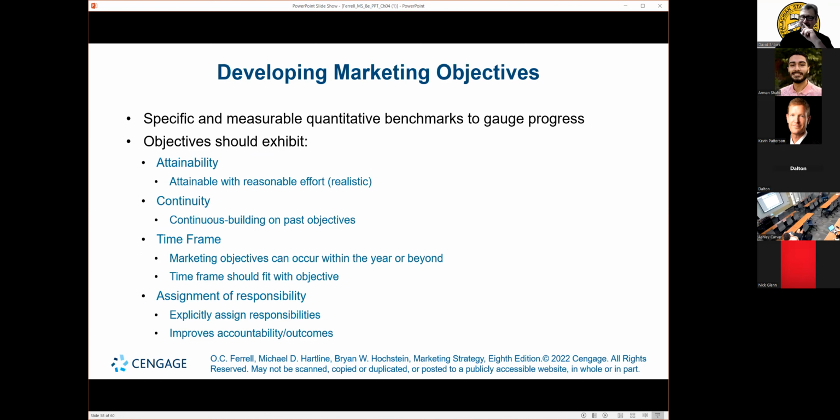An objective is specific, measurable, and quantitative. They should, and once again, they are consistent with everything else, as I've said. You have to be able to attain them. They have to be building on past objectives. As I've said before, they have to have a measured time frame. And you have to assign tasks to those people in your organization, and they need to be responsible for achieving those goals.